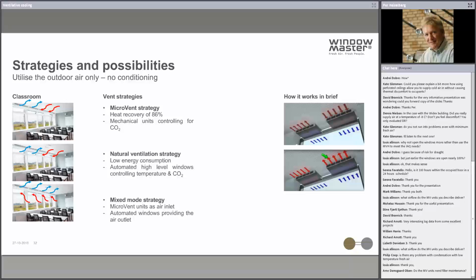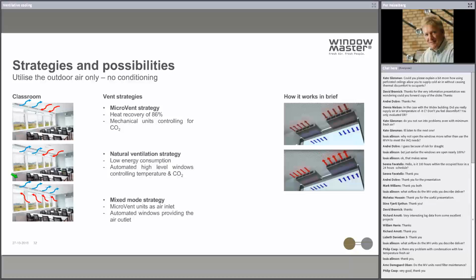Then we have Arne who asks, do the MV units need filter maintenance? In this project case, there are no filters inside the unit. You can have a filter, but it would be an electrostatic filter inside this unit. This should be thought about: if we can use natural ventilation, then we can also use this unit, because normally we don't have filters inside these systems.